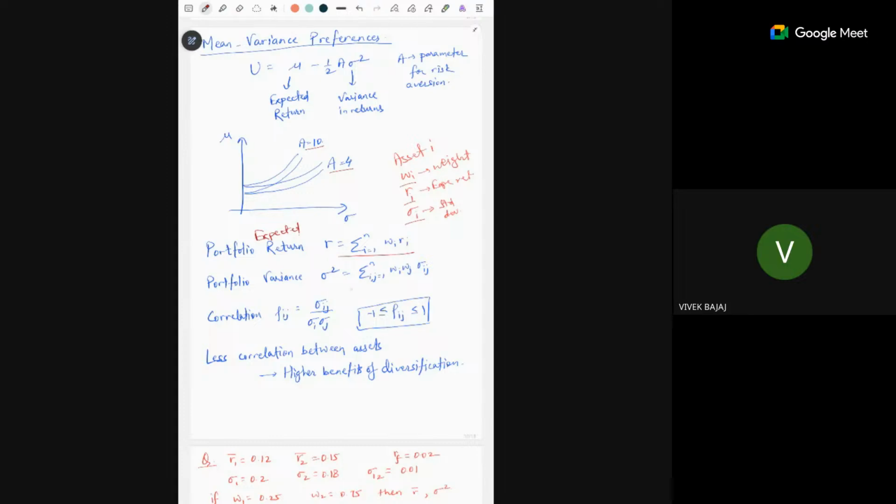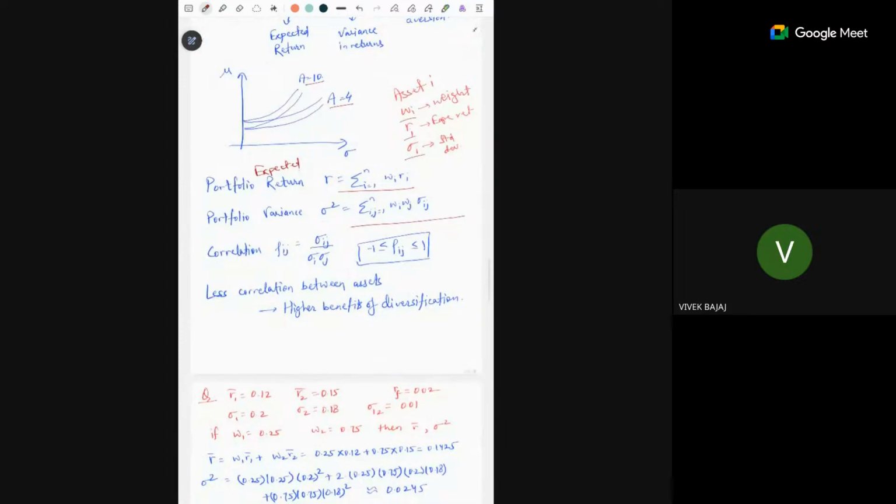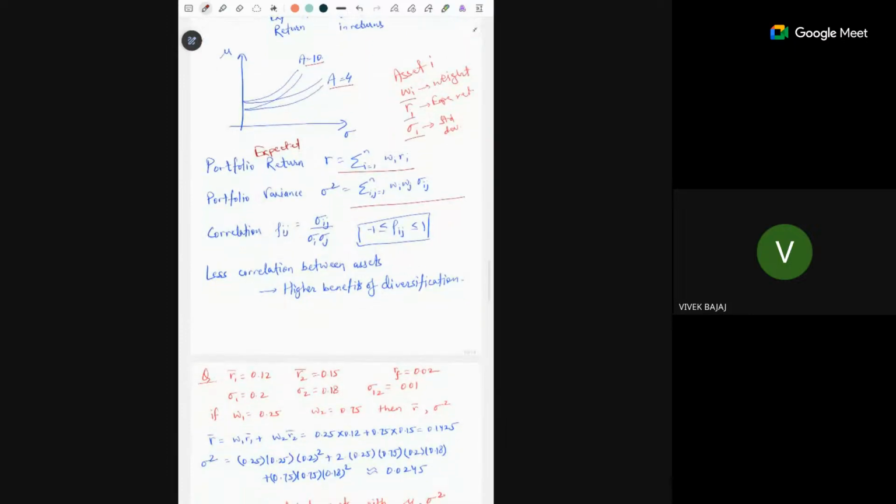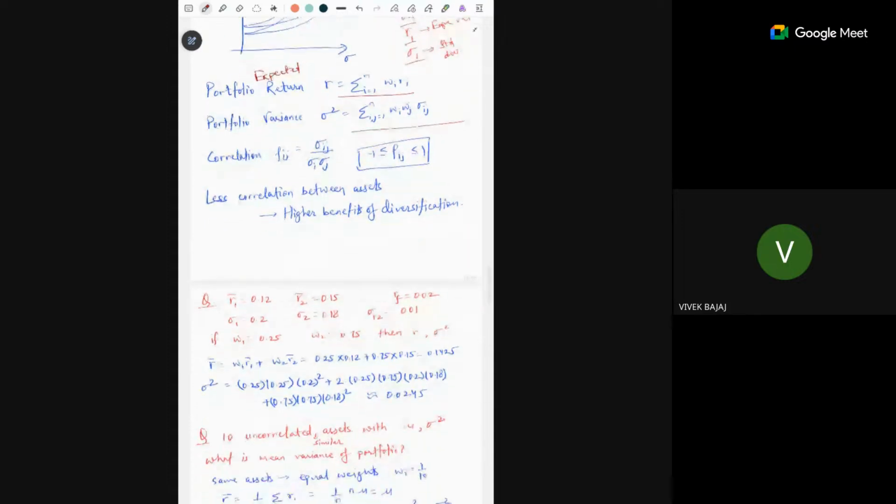Portfolio variance is given by this formula, that is Wi Wj times sigma ij. So if i equals j, then this sigma ij becomes sigma ii, that is nothing but the variance of the particular asset i, and sigma ij is the covariance of asset i and asset j. And we had a small discussion regarding the benefits of diversification, and how correlation impacts the benefits of diversification. Let me give you an example.